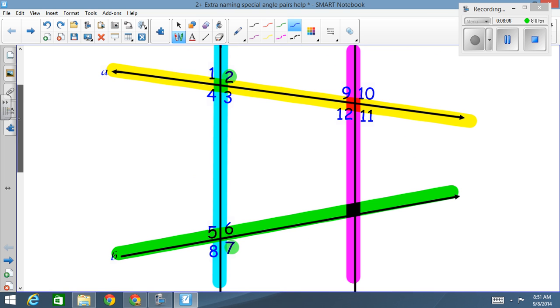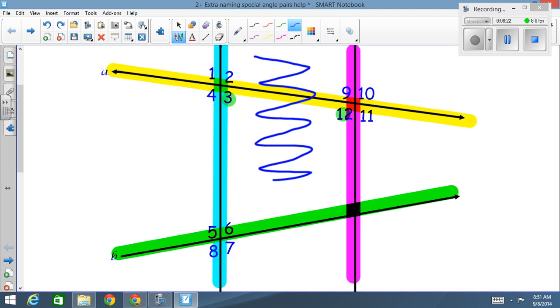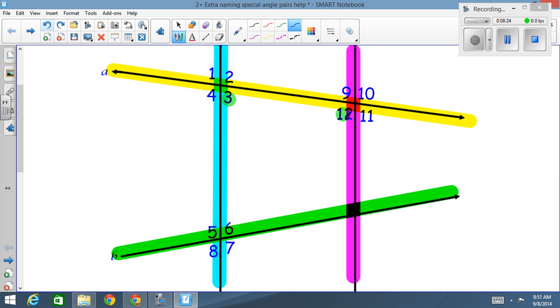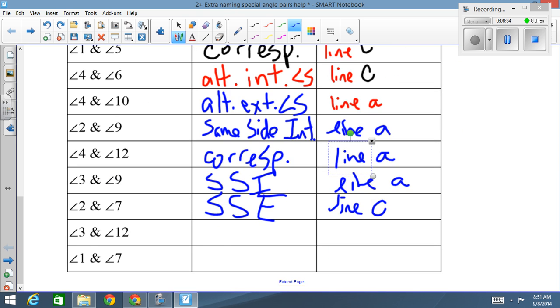How about 3 and 12? Angle 3 is here. Angle 12 is here. So now my transversal goes back to being line A. When I'm looking at line A, then my interior is in here. So same side interior in this case, because they're both on the same side of the transversal. They're both on the interior of the lines that the transversal crosses through. These are going to be same side interior. And in this case, line A went back to being my transversal.